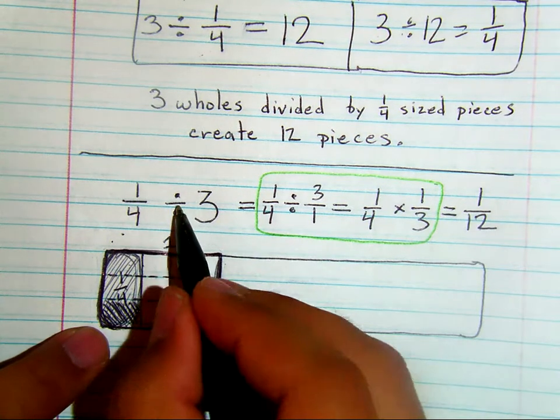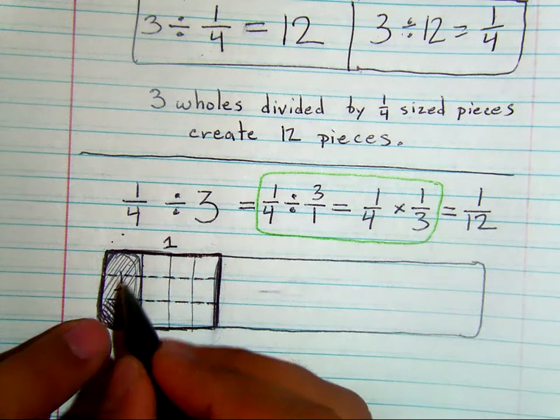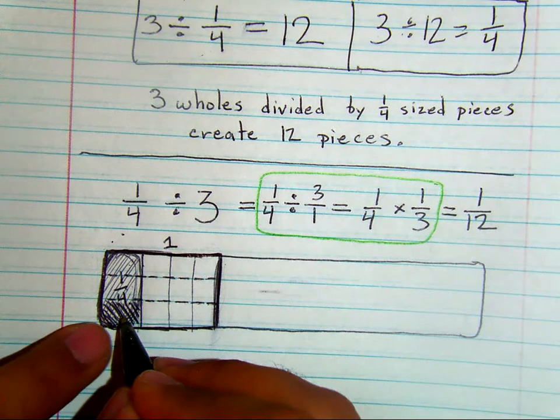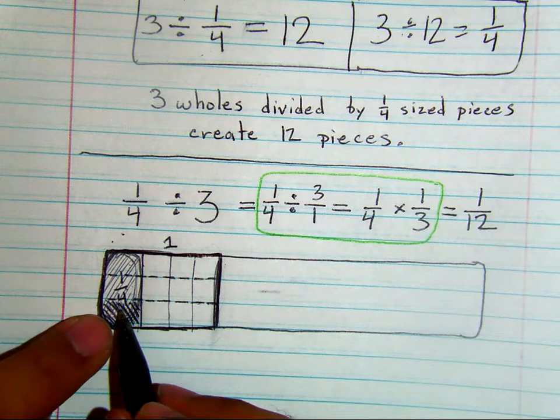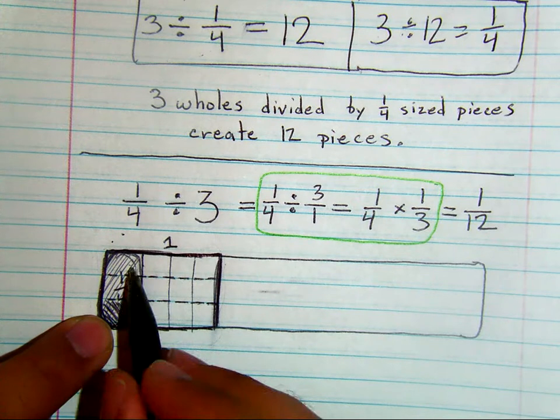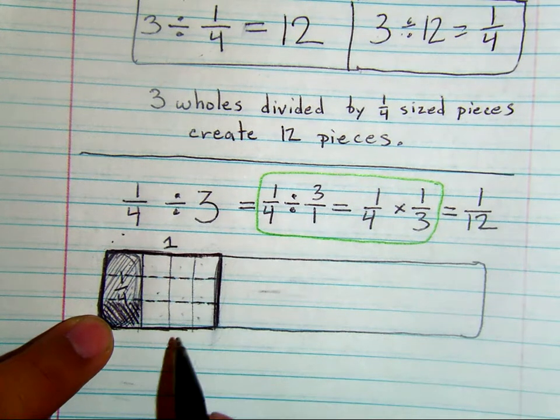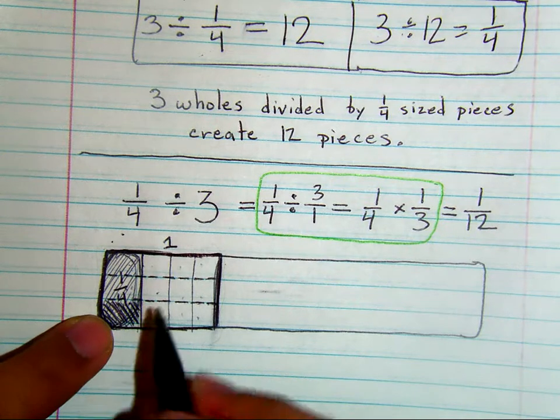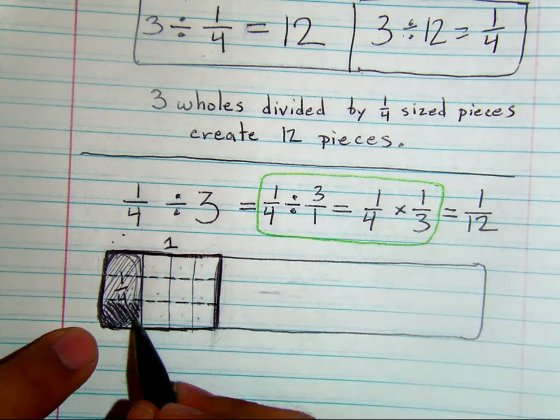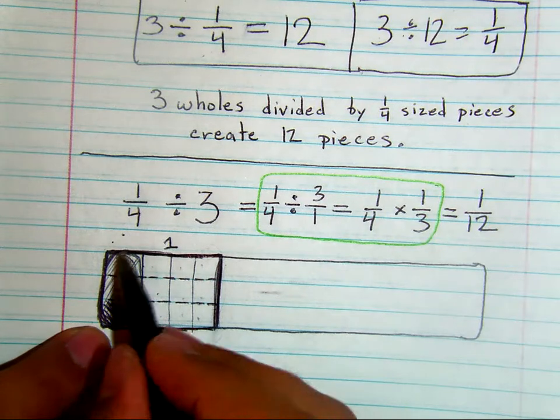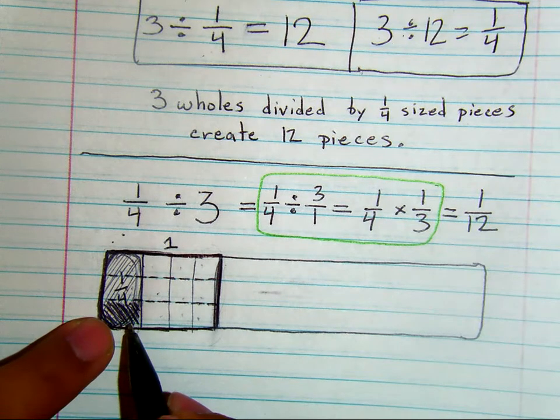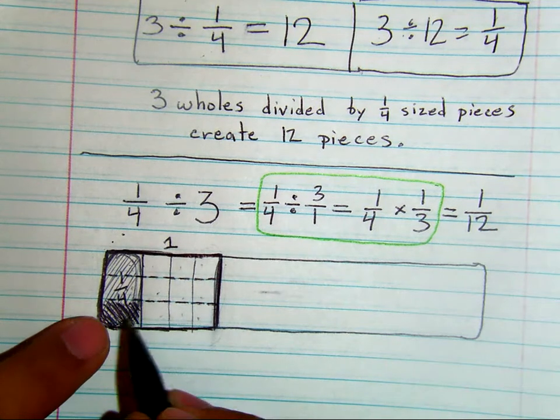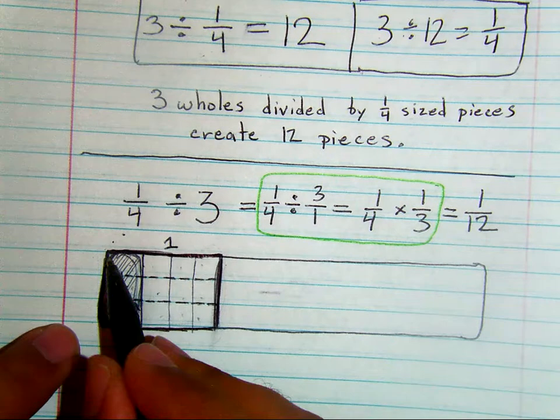Dividing it by 3, you're actually making that smaller. So 1/4 is now going to be 1 out of what would have been 1, 2, 3, 4, 5, 6, 7, 8, 9, 10, 11, 12. 1 out of 12 pieces. That's the size of that piece now, because you took 1/4 and divided it by 3. It got smaller, and now it's 1/12 of the whole.